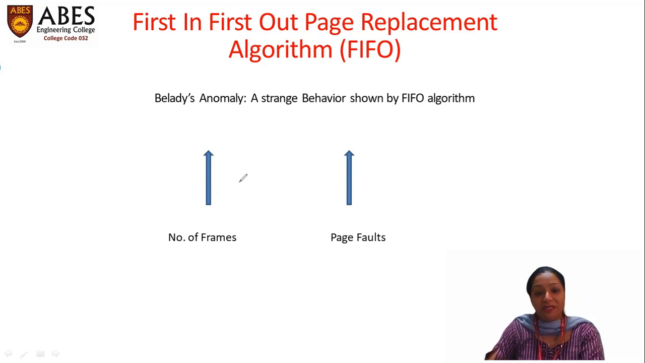Now, how can we mitigate this anomaly? To mitigate this anomaly, we can use some more advanced page replacement algorithms such as LRU and optimal page replacement algorithms, which we will see in the upcoming videos. So this was all about the FIFO page replacement algorithm.